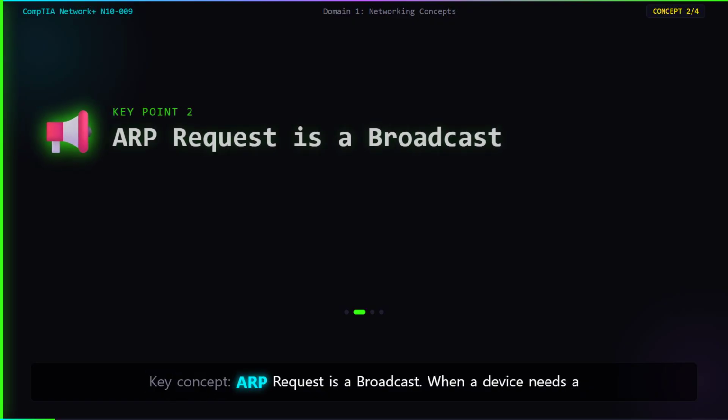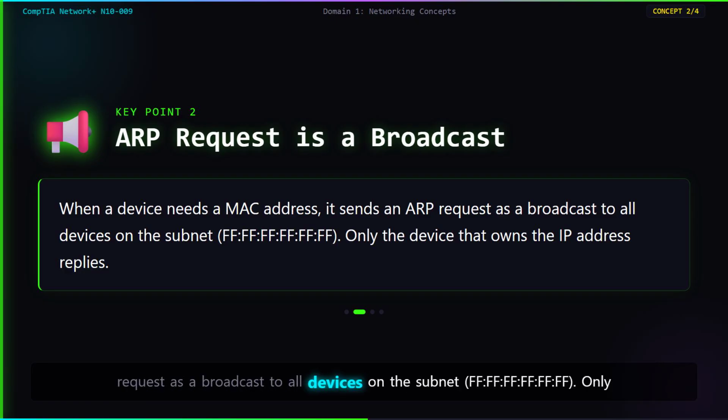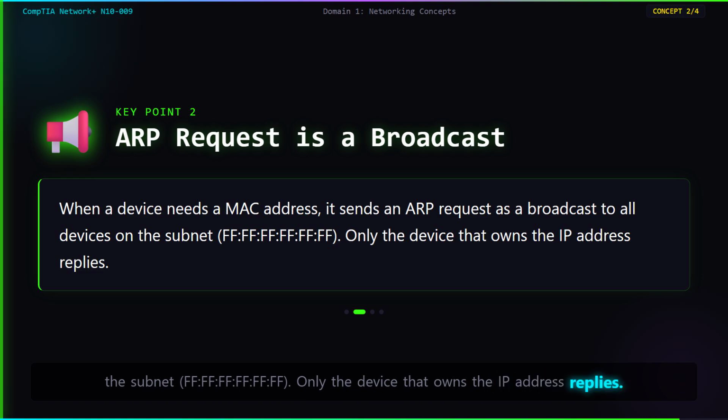Key concept, ARP request is a broadcast. When a device needs a MAC address, it sends an ARP request as a broadcast to all devices on the subnet, FF. Only the device that owns the IP address replies.